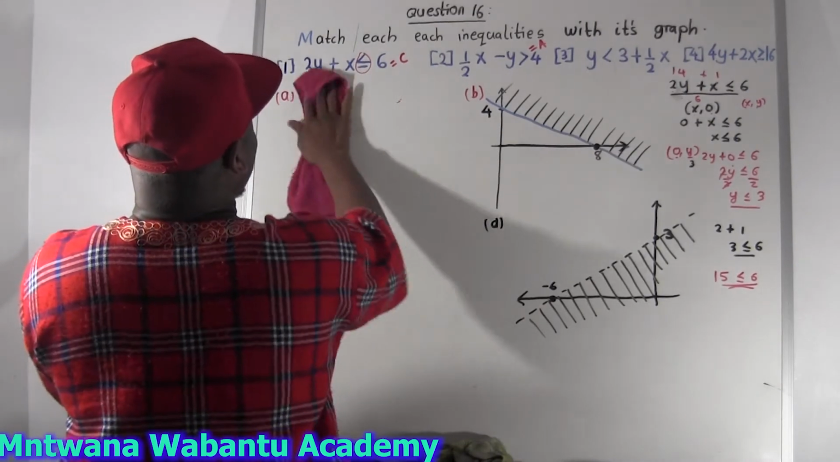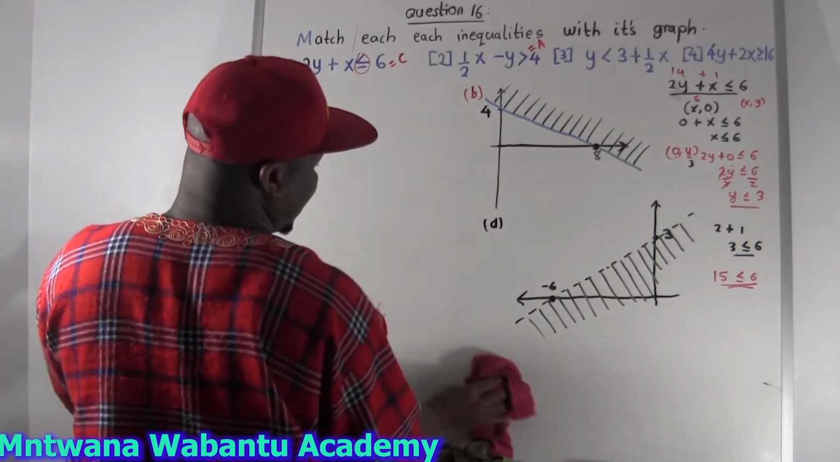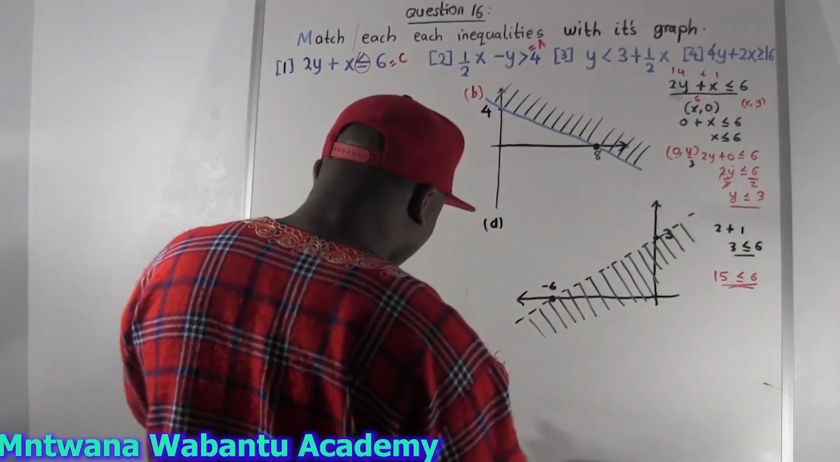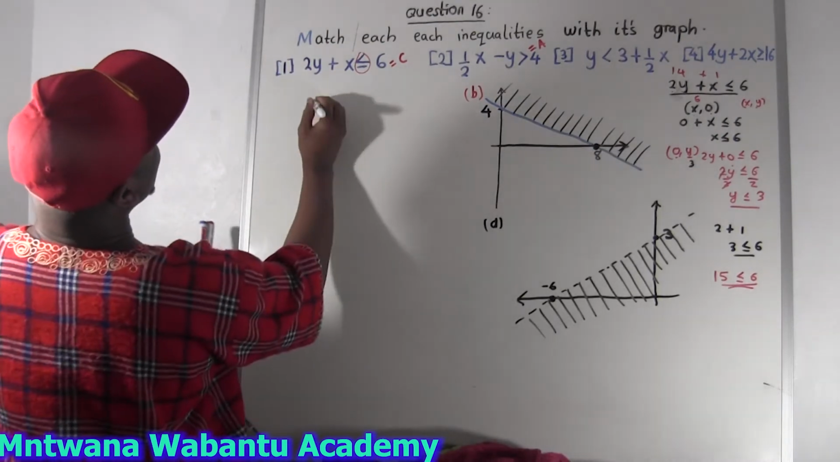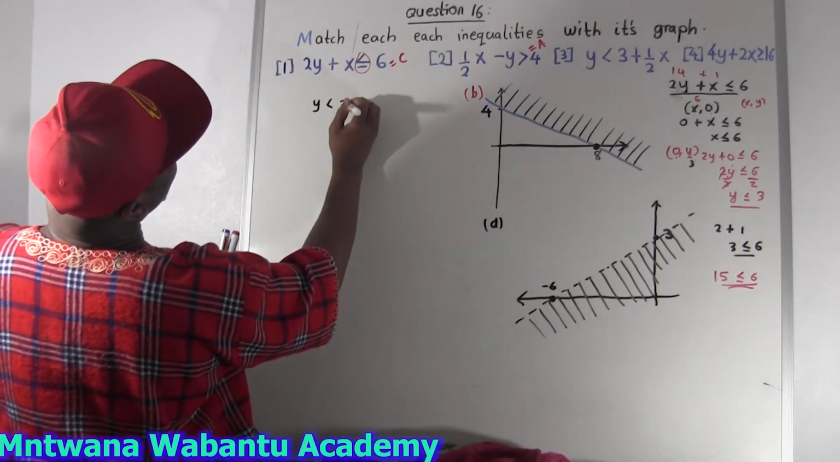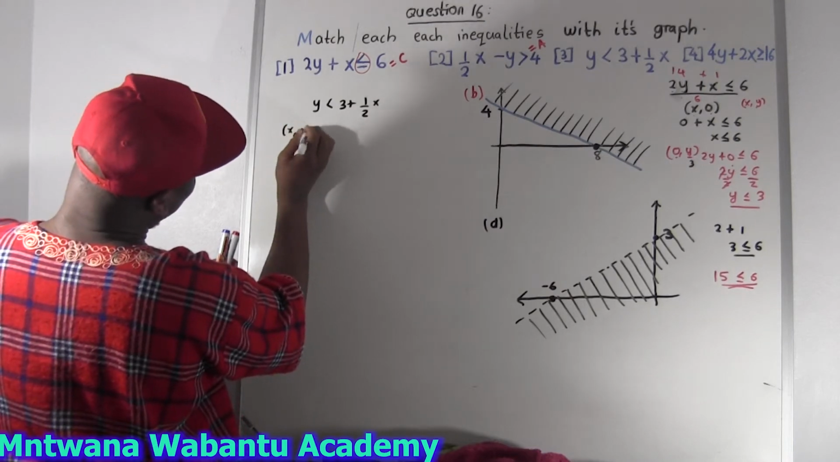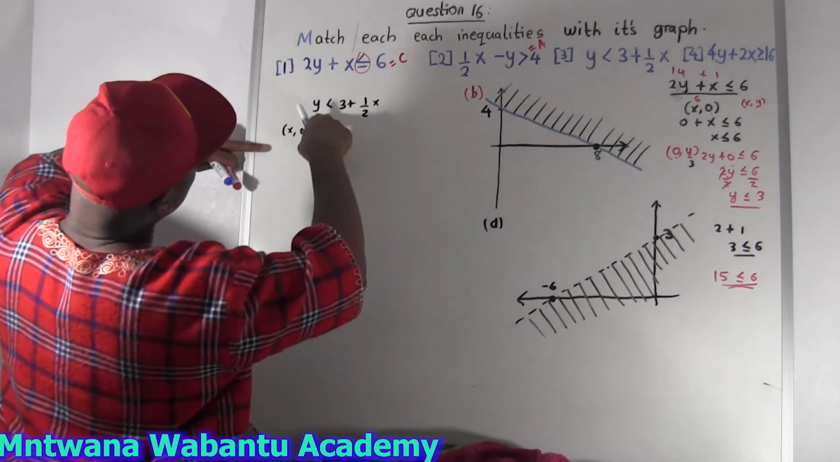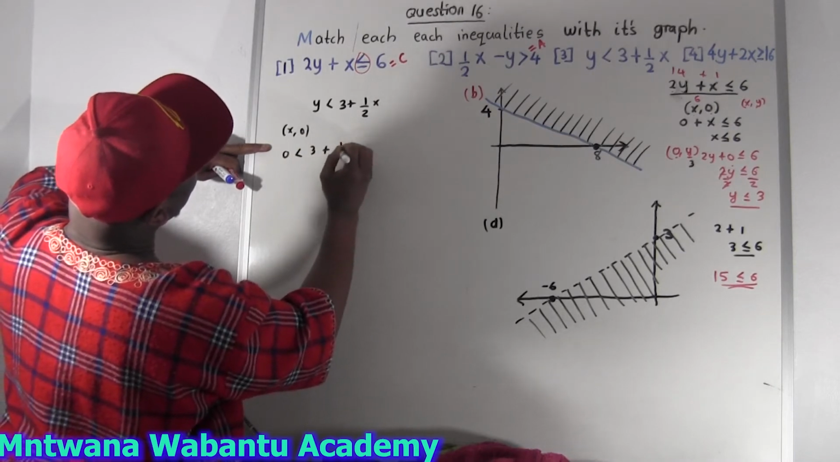Oh, this one we've done already, right? We said we're going to meet this already. So the same approach. Now let's go for it. So now we're going to take y. We say y is less than 3 plus a half of x. When x is intercept, y equal to 0. So this is going to be 0 less than 3 plus a half x.